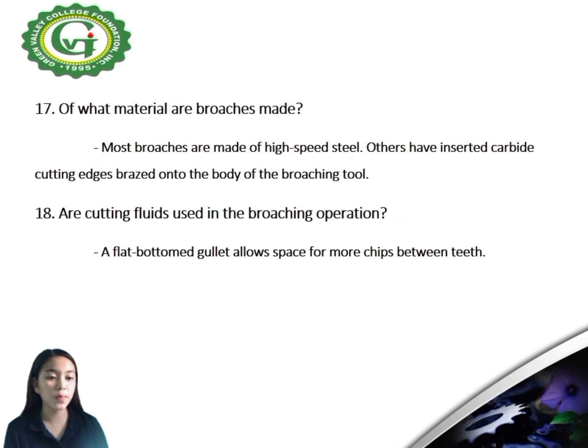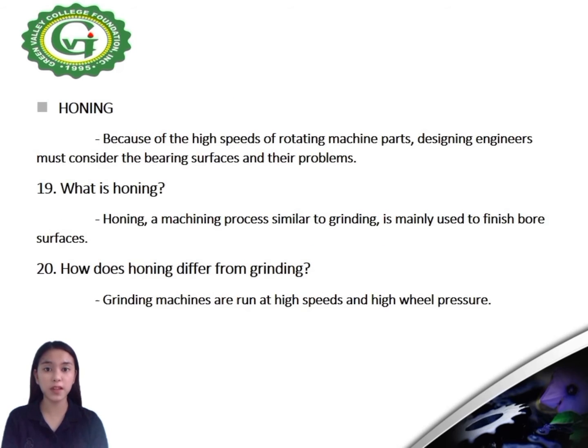Of what material are broaches made? Most broaches are made of high-speed steel. Others have inserted carbide cutting edges brazed onto the body of the broaching tool. Are cutting fluids used in the broaching operation? A flat-bottom gullet allows space for more chips between teeth.